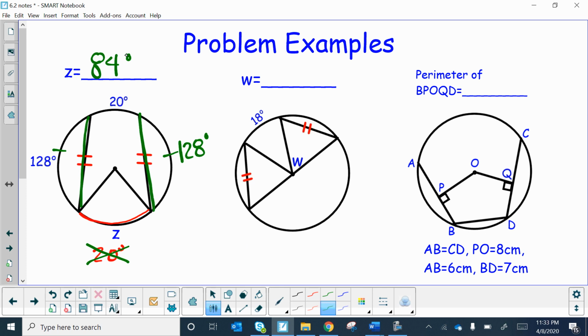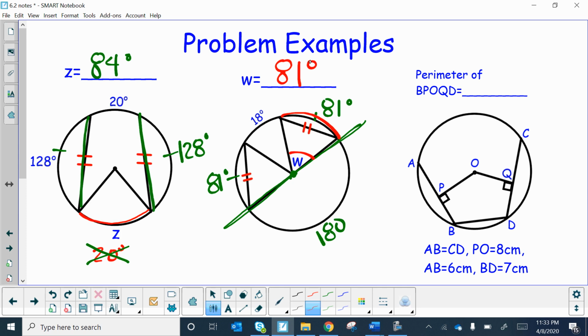We got two congruent chords, so that means this arc is congruent to this arc. And then you should realize that this right here passes through the center, so that means this whole piece is 180. So all I have to do is take 180, subtract 18 degrees, which leaves me 162. And then I'm going to divide that by 2, which means this arc is 81 degrees and that arc is 81 degrees. So if this arc right here is 81 degrees, remember it's the same as its central angle. So angle W is 81 degrees.